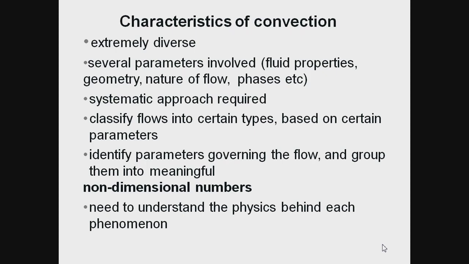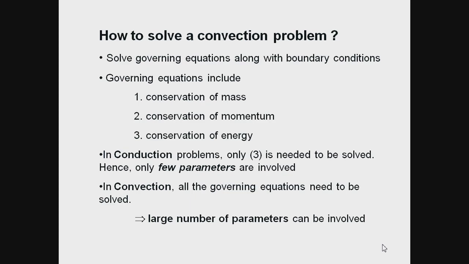Now, characteristics of convection. As we all know, convection is extremely diverse, and several parameters are involved in this, like fluid properties, geometry of the flow, nature of the flow, phases. Therefore, to solve it, a systematic approach is required. That depends on understanding the physics behind each phenomenon. We first identify the parameters governing the flow, and then we group them into meaningful non-dimensional numbers, which are called non-dimensional parameters.